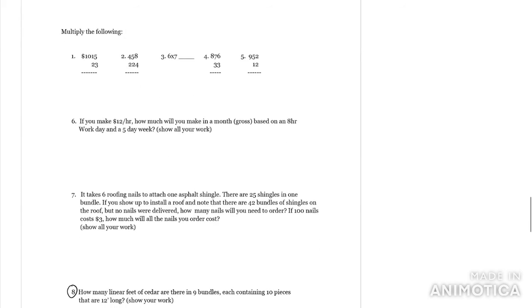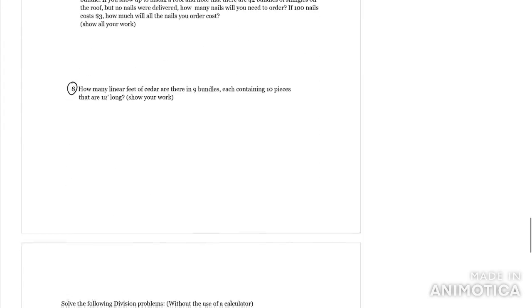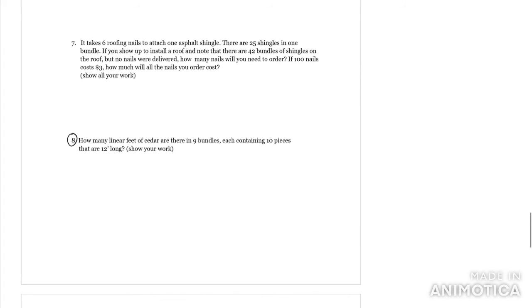Multiplication, you know what, I'll skip this one. Linear feet. How many linear feet of cedar are there in 9 bundles, each containing 10 pieces that are 12 feet long? So we need to know total boards. So we have 9 bundles, each containing 10 pieces. So in total, we have 9 bundles times 10 pieces each. So this is going to be a multiplication, so 9 times 10 gives us 90.